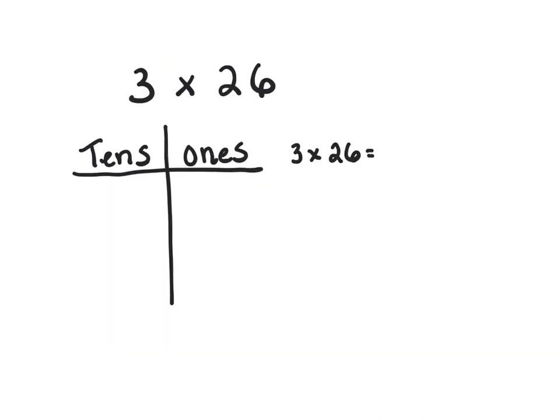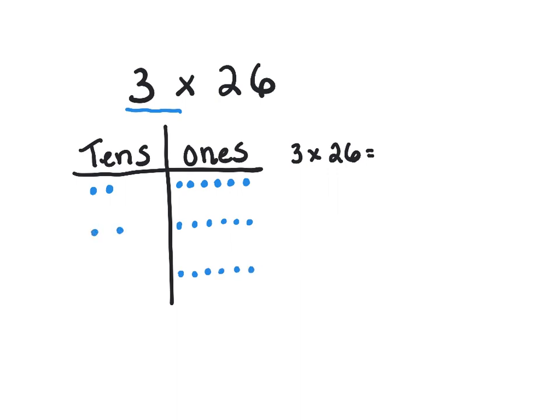All right, our next one, 3 times 26. Let's, using our place value chart, I'm going to separate that 6, the ones, 1, 2, 3, 4, 5, 6. And how many tens do I have? I have 2. And this is telling me I need to make 3 groups of it. So I've got 1, 2, 3, 4, 5, 6.